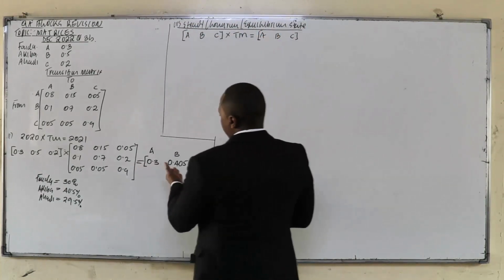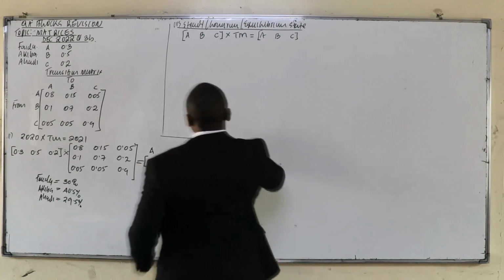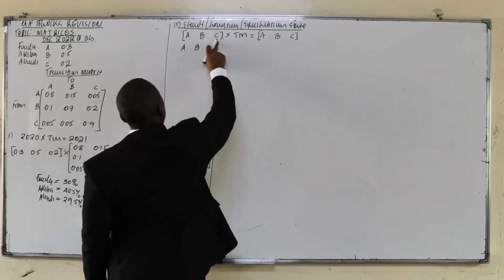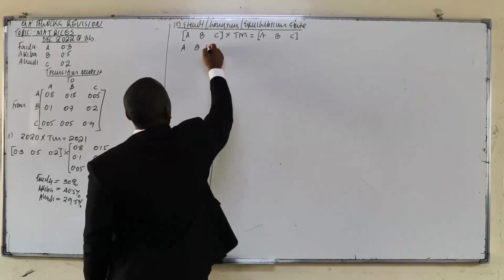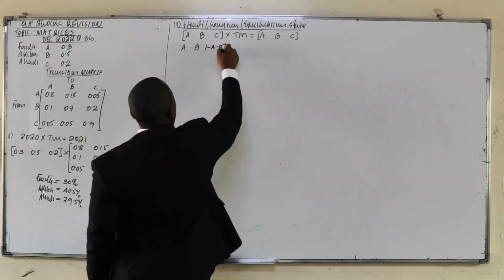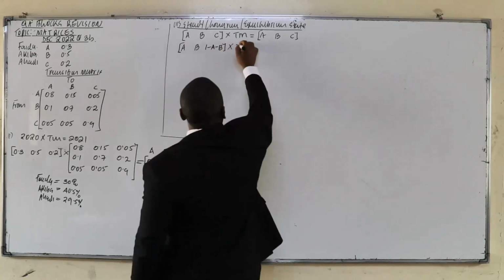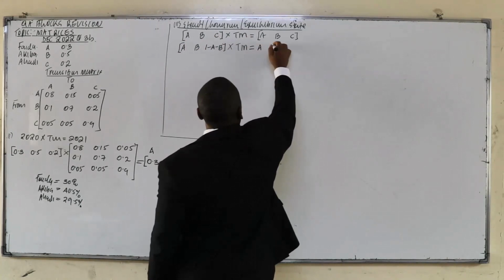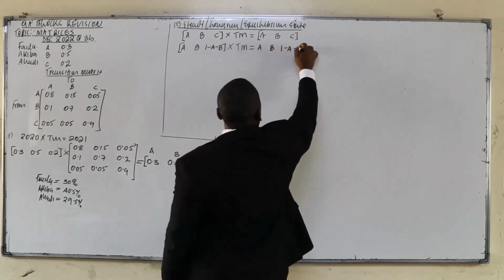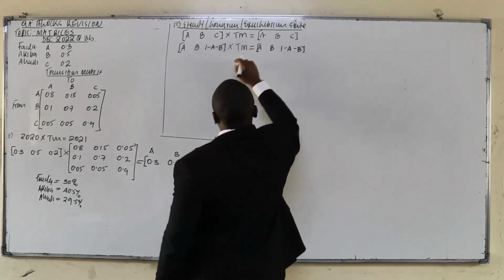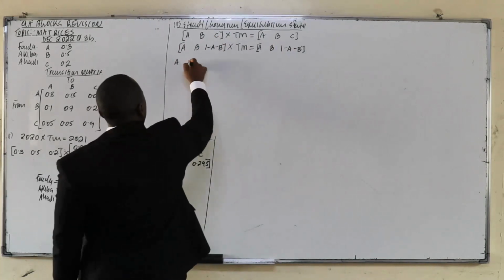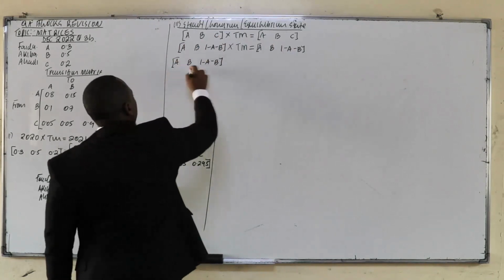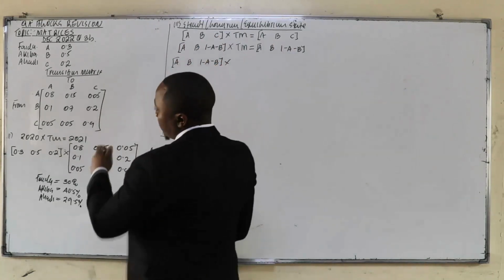Now, we have A, we have B. So how do we get C? If you get A and you get B, to get C is very easy. So how do we get C? 1 minus A minus B. Then you multiply by the transition matrix. The current state would be equal to the future state. A, B, 1 minus A minus B, you multiply by the transition matrix. Now, the transition matrix does not change.